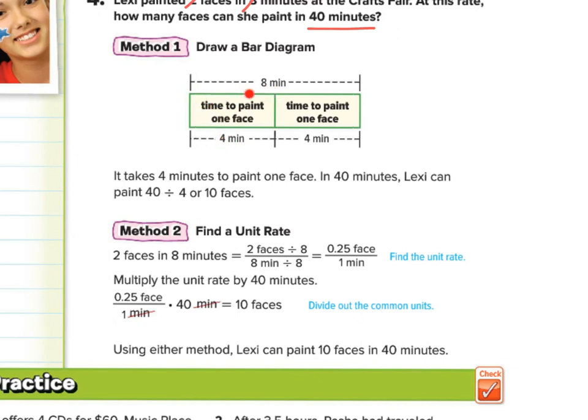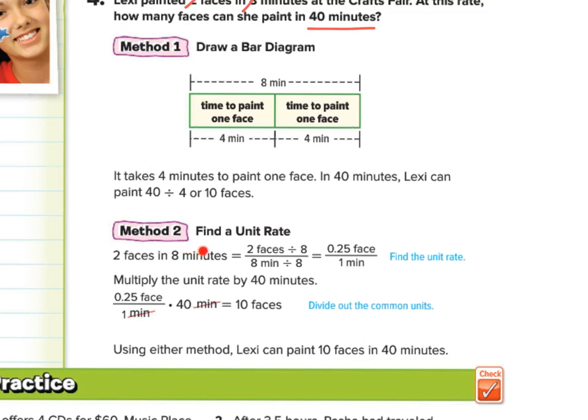That means 10 faces would take 40 minutes if we just do the math. It takes 4 minutes to paint one face. In 40 minutes, Lexi can paint 40 divided by 4. 40 minutes divided by 4 minutes, because we know that in 4 minutes one face could be painted, right? So how many of these are in this? 10. So it's 10 faces. That would be the one way to do it.